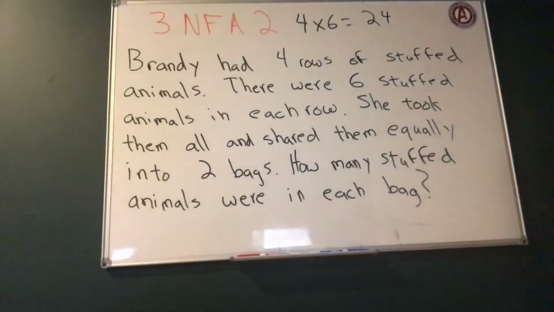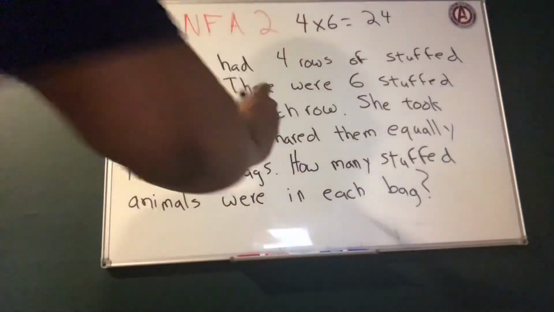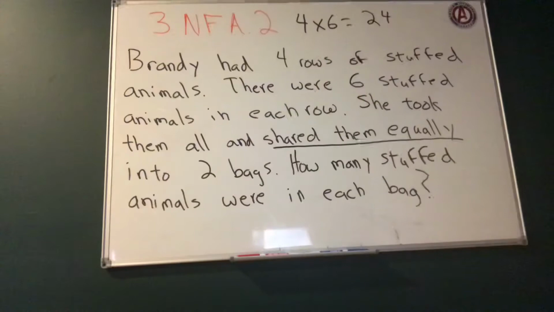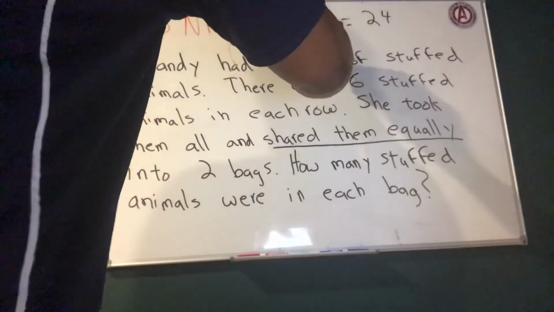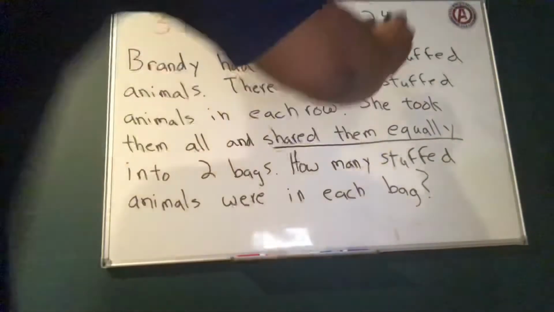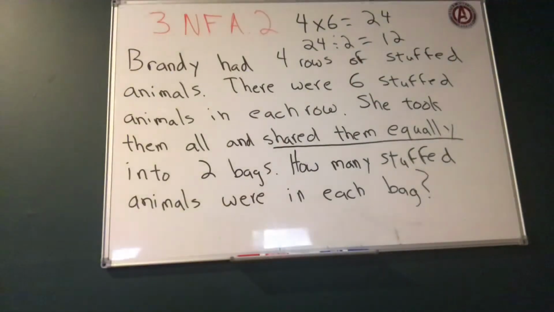As you continue to read the word problem, it says she took all of them and shared them equally. We talked about sharing equally. Sharing equally means we're going to use what operation? We're going to use division. So if she shared them equally into 2 bags, we're taking the 24 stuffed animals and dividing it by 2, which gives us 12 in each bag. So if you got the answer 12, you're doing a great job.